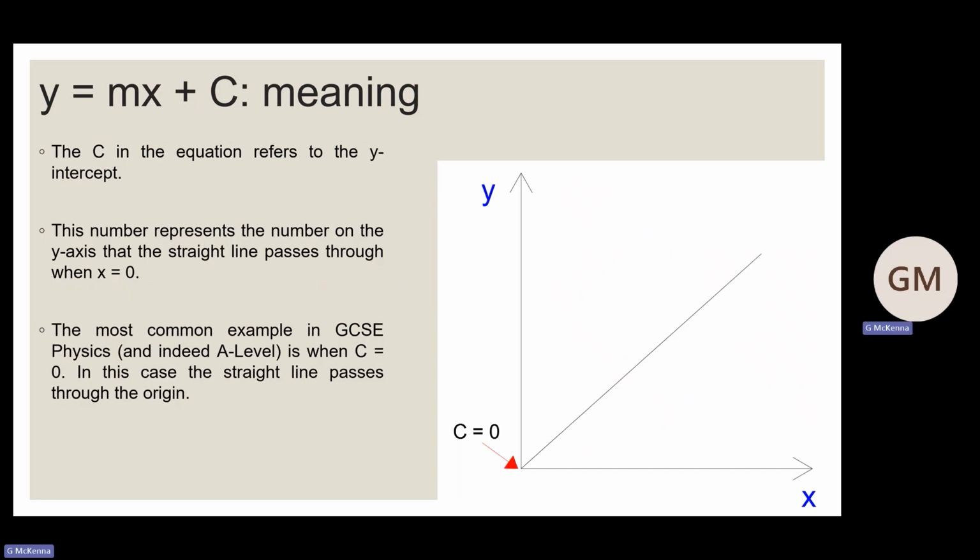Now the c in the equation refers to the y-intercept, and this number represents the number on the y-axis that the straight line passes through when x is equal to 0. The most common example in both GCSE and A-level physics is when c is equal to 0. And in this case, you've got a straight line passing through the origin, which you can see in this wee diagram on the right-hand side. So again, you might just want to pause the screen and copy down these respective notes.